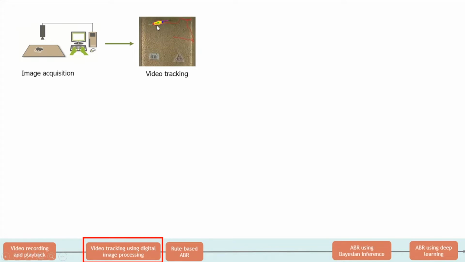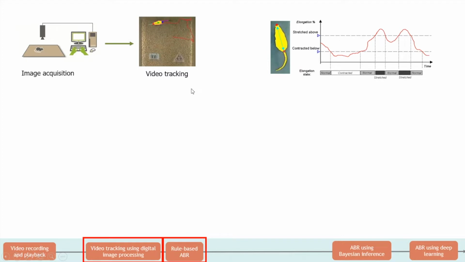And later, different body points were added, nose point and the tail base and contour. And based on that, simple rules for automated behavior recognition, ABR, could be created. For instance, by measuring the distance between the nose point and the tail base, you can define a rule that detects the stretched, tense posture of an animal when this distance exceeds a certain threshold. That is very simple automatic behavior recognition.